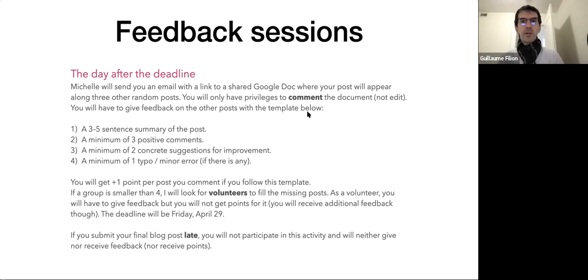The assignment is already on Quarkus, so you have to follow that template. If you do not follow that template, you will not get the points for the feedback session. There's your post, and you have 3 other posts to comment on, so that's 3 bonus points. You have to write a 3 to 5 sentence summary of the post. That's to make sure that you're giving feedback about what you understand to the person who wrote it. If you understood nothing, the person may say maybe it's because it didn't explain that very well.